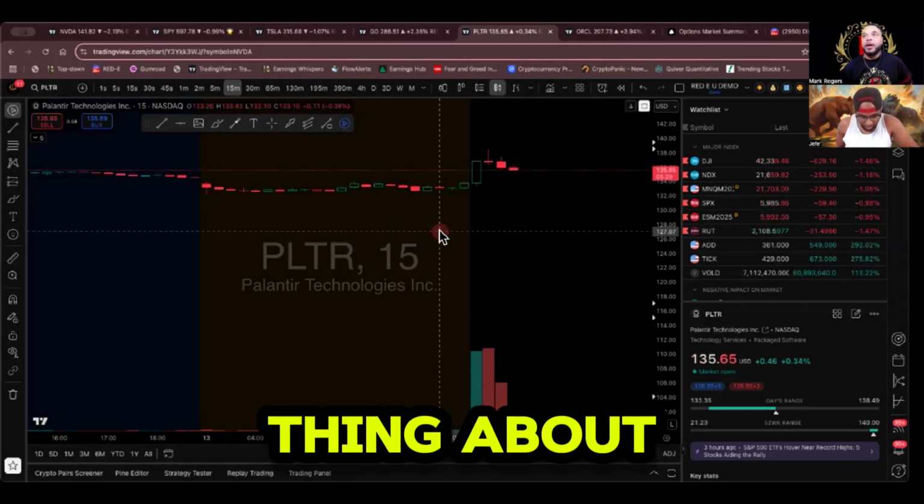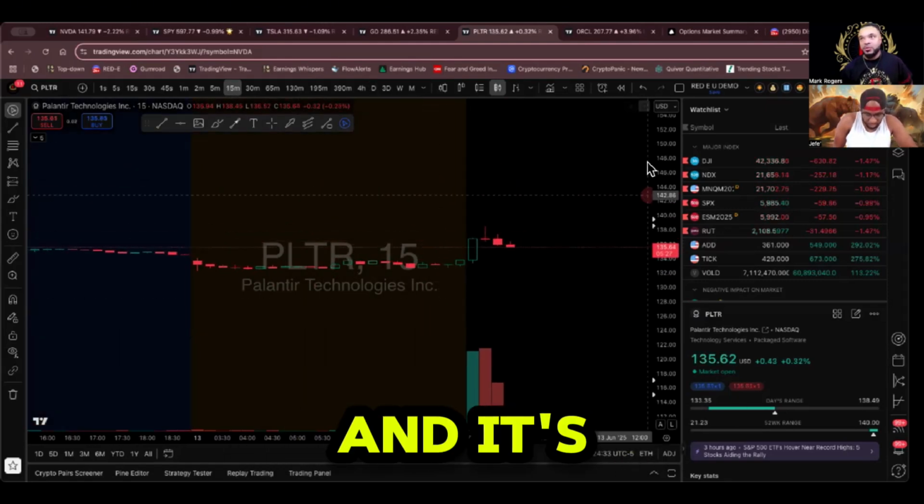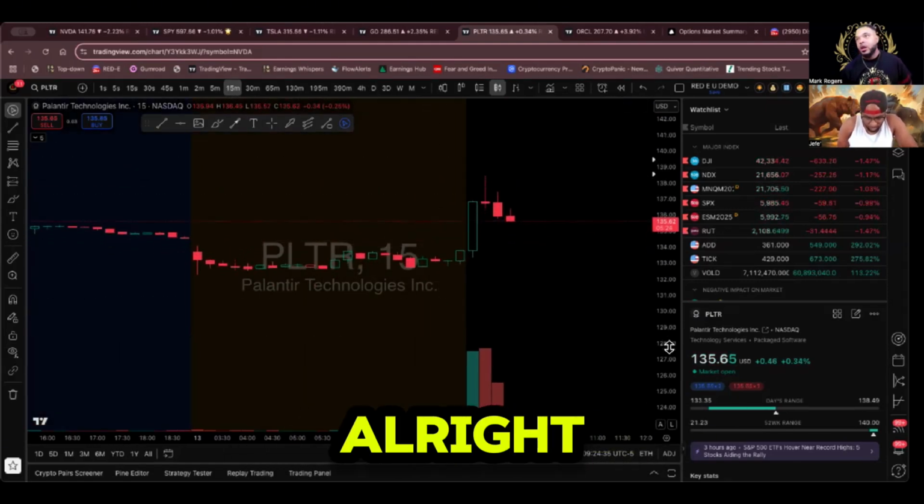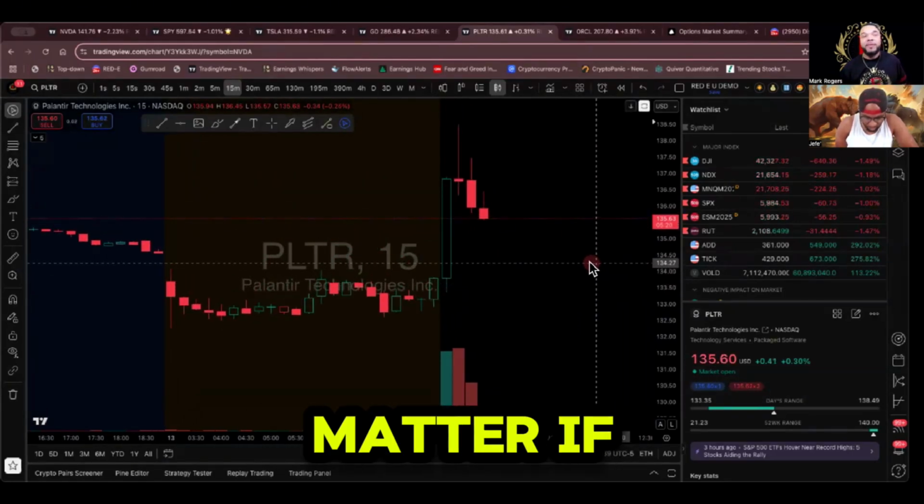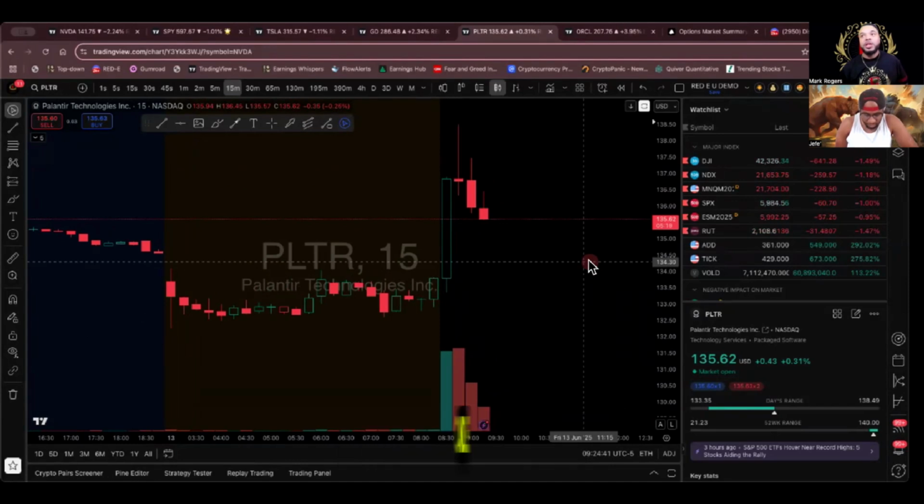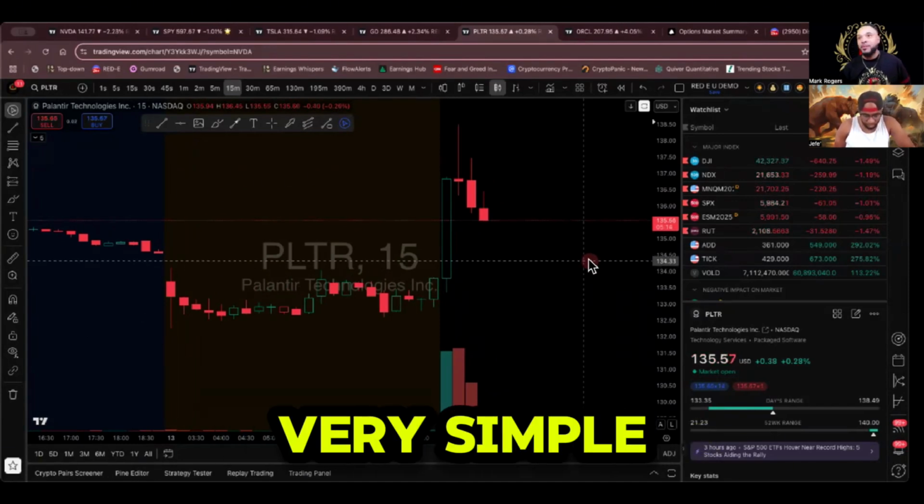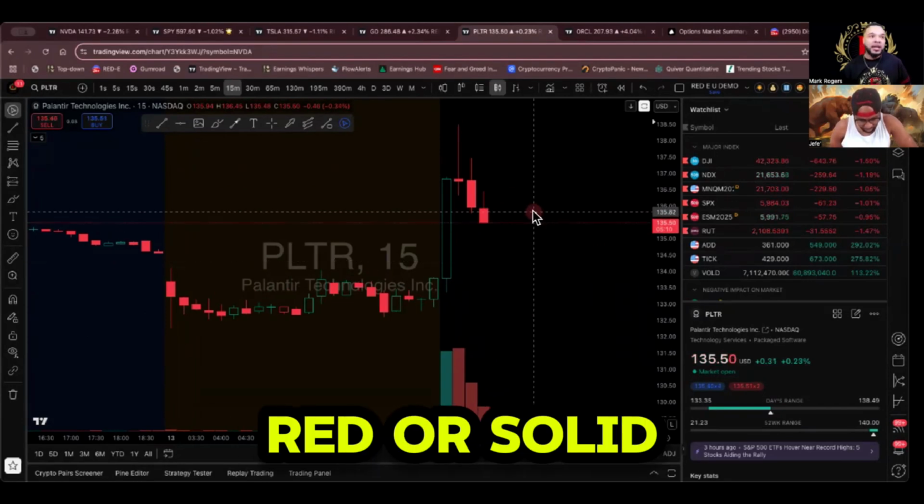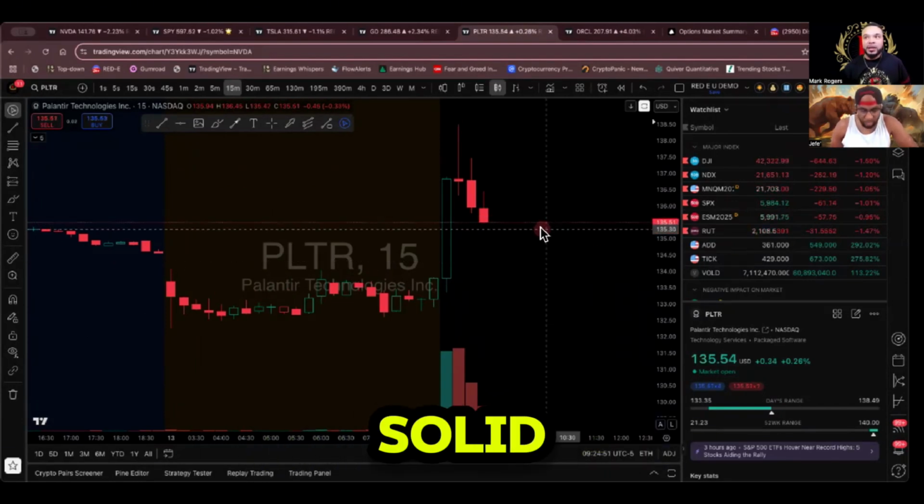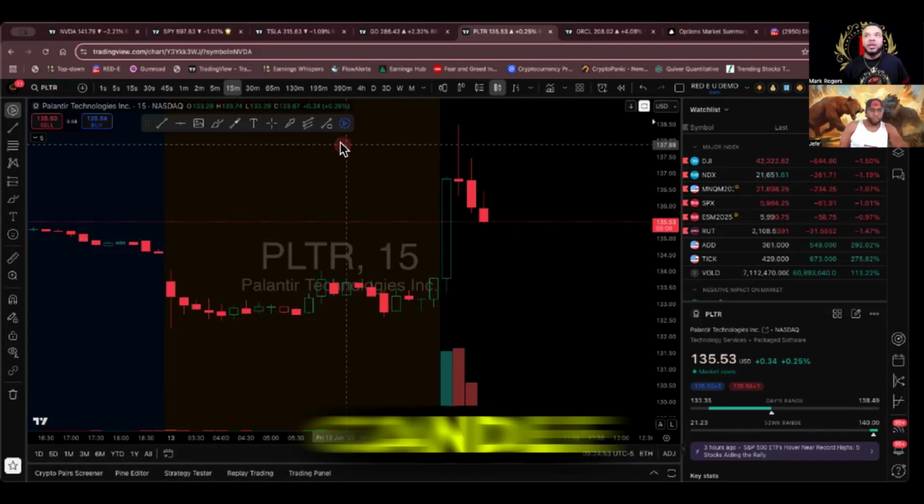Now, the cool thing about the hollow candles is, it's really quite simple. When they're hollow, doesn't matter if it's green or red, it's a bullish candle because it's above the prior close. Very simple. When it's red or solid in any kind of way, if it's solid, period, it is a bearish candle.